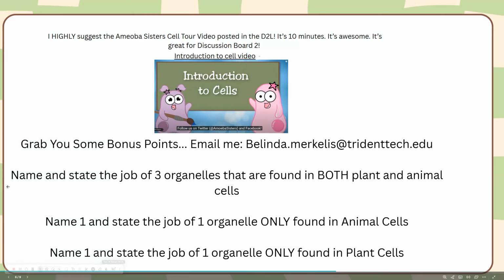Name and state the job of three organelles in both animal and plant cells. So you can choose whatever three organelles. Then name one and state the job of that one organelle that's only found in animal cells. There are a few things only found in animal cells, but just pick one. And then name one and state the job of that one organelle only found in plant cells. Again, there's more than one, but feel free to just tell me one. Email me that, and we'll put some bonus points on to your grade.